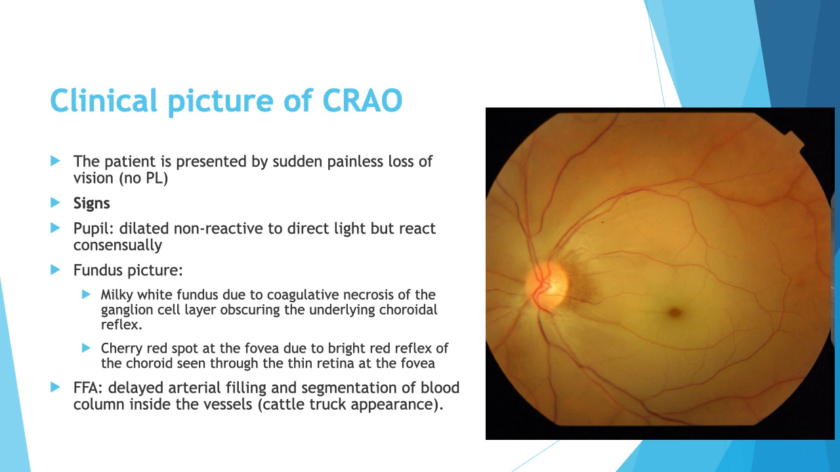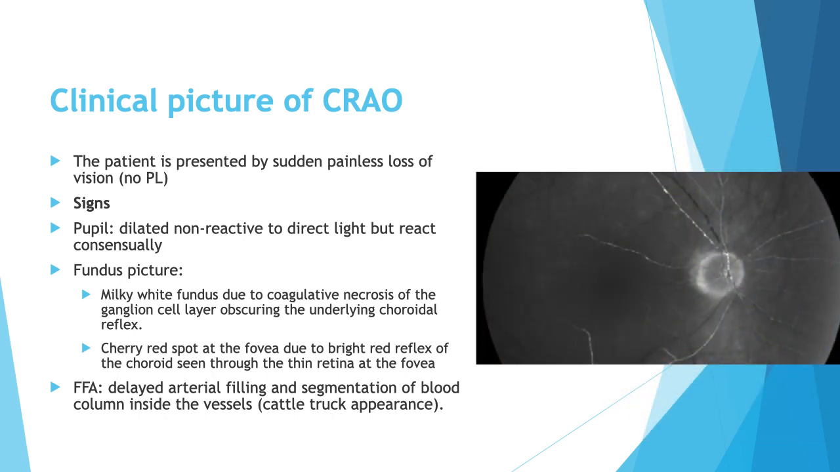Why this red color in the center, which we call the cherry red spot? Because we can still see the color of the choroid through the thin fovea, where there are no layers in the fovea, only the retinal pigment epithelium and photoreceptors, and that's why we can see the cherry red spot.